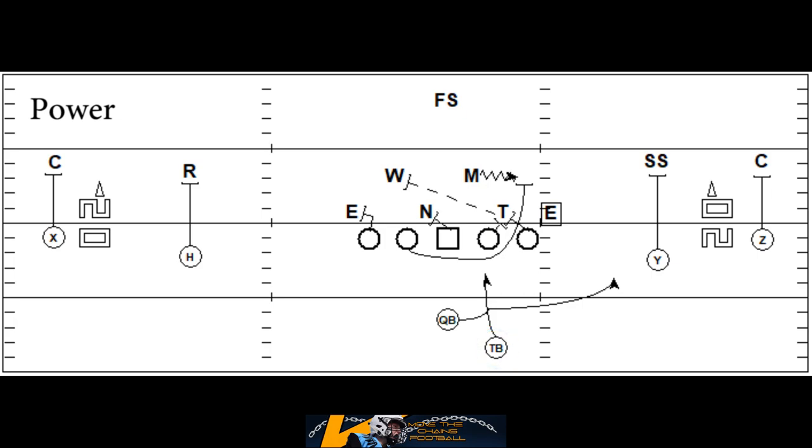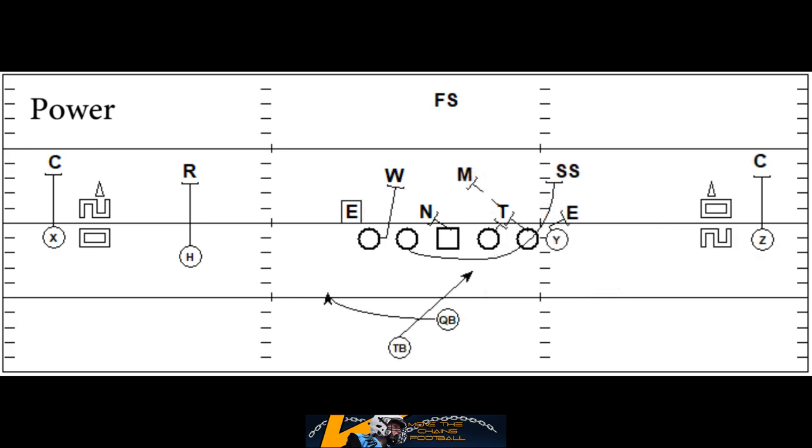But a lot of college teams and NFL teams often run power with the running back starting on the opposite side of the play call. So if they call power right, the running back will start on the left and run the power from there.